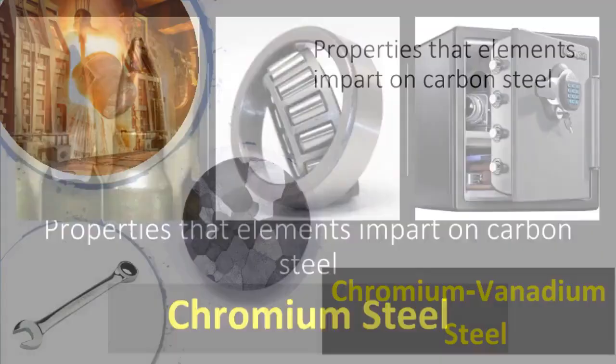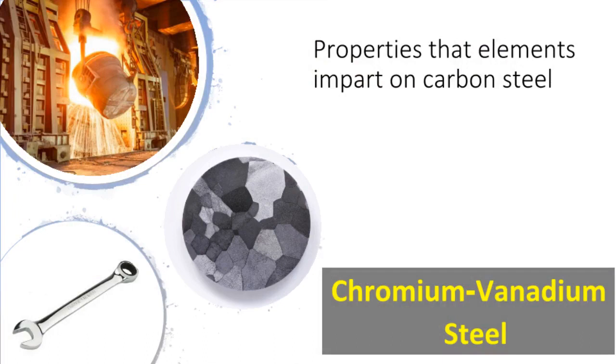Chromium vanadium steel. A small amount of vanadium added to chromium steel increases the tensile strength and the shock resistance of this alloy. Automobile steering parts are commonly made from this alloy because of its ability to resist corrosion and continual stresses. Great material for high-quality tools. Commonly used for wrenches, screwdrivers.